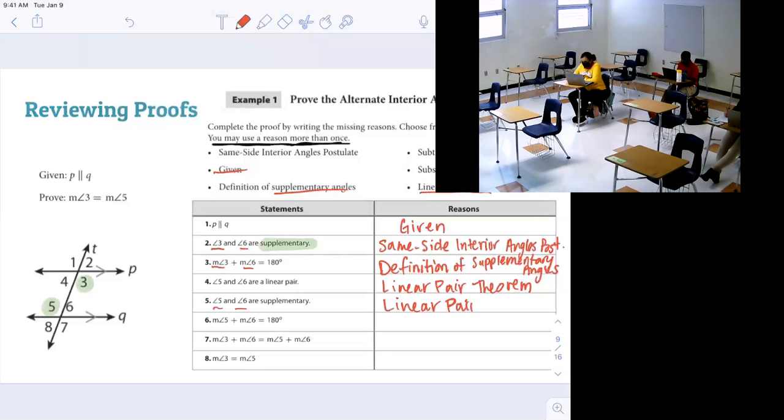The linear pair theorem states that if two angles are located along the same line, they are a linear pair and they are supplementary. So the linear pair theorem kind of says two things, and both of these statements fall within that definition. And we already told you that 5 and 6 are a linear pair. Right, and so now that I've determined that they are supplementary, what do you think is going to come next? We've used it already. Supplementary angle definition, yeah, the definition of supplementary angles.